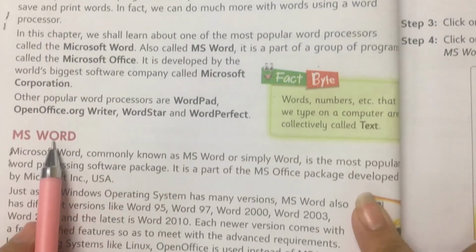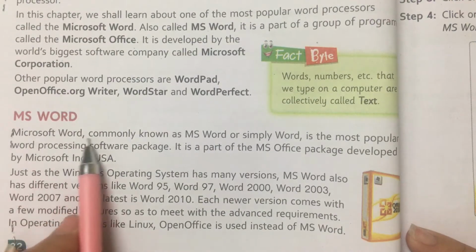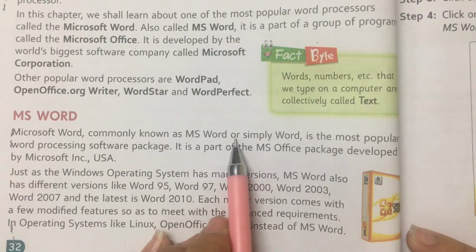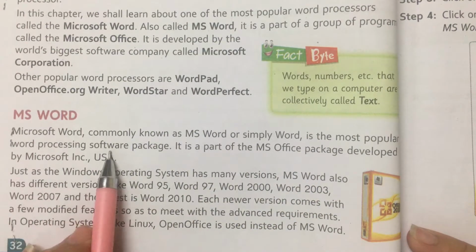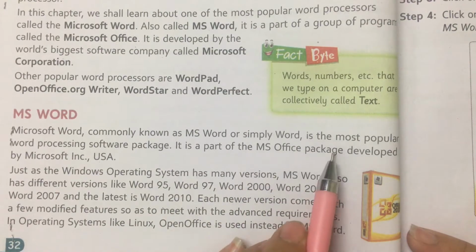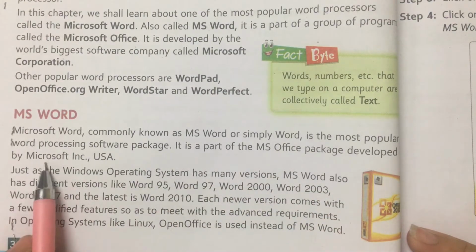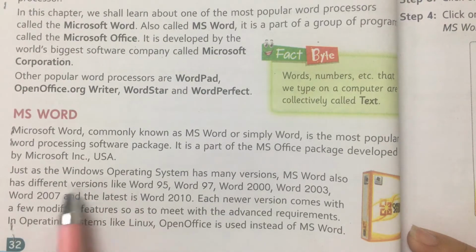MS Word. Microsoft Word, commonly known as MS Word or simply Word, is the most popular word processing software package. It is a part of the MS Office package developed by Microsoft Incorporated USA.